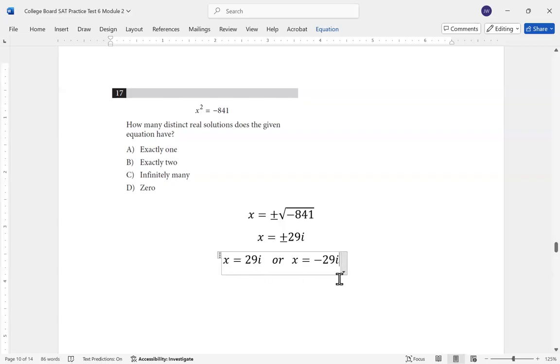These two solutions are both imaginary. So when it says how many distinct real solutions does this equation have, the answer is none, 0. So D is the final answer to question 17. There are 0 real solutions.